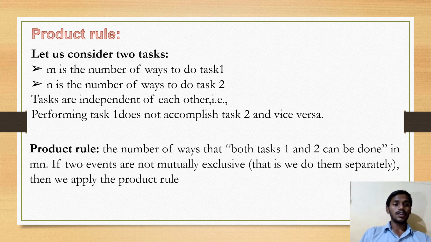Product rule. Let us consider two tasks. M is the number of ways to do task 1. N is the number of ways to do task 2. Tasks are independent of each other. That is, performing task 1 does not accomplish task 2, and vice versa. Product rule: the number of ways that both task 1 and task 2 can be done is mn. If two events are not mutually exclusive, that is, we do them separately, then we apply the product rule.